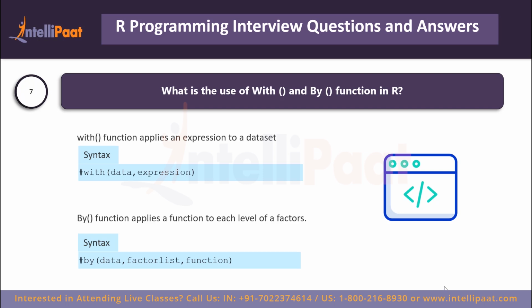Now coming to the by function, it applies a function to each level of a factor. The by function in R applies a function to specified subsets of a data frame. The first parameter of the by function takes up the data, the second parameter is the factor by which the function is applied, and the third parameter is the function. So this is the syntax of the by function. Here are three arguments: data, factor list and function. Now let us move on to the next question.